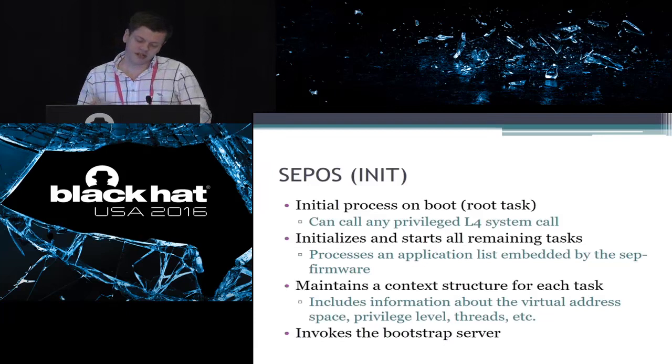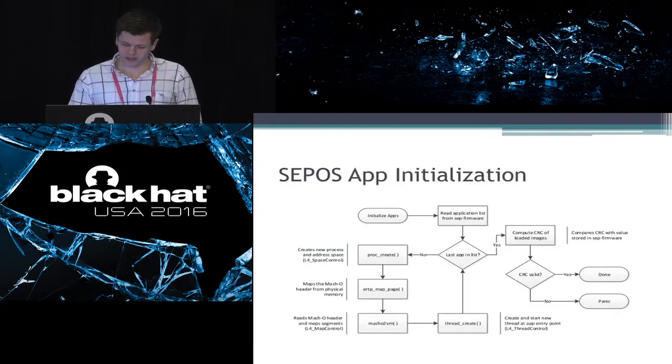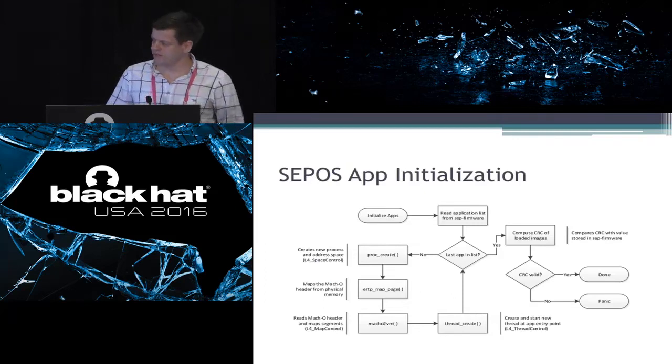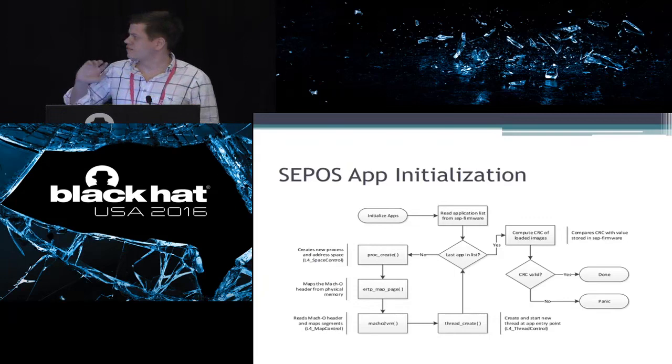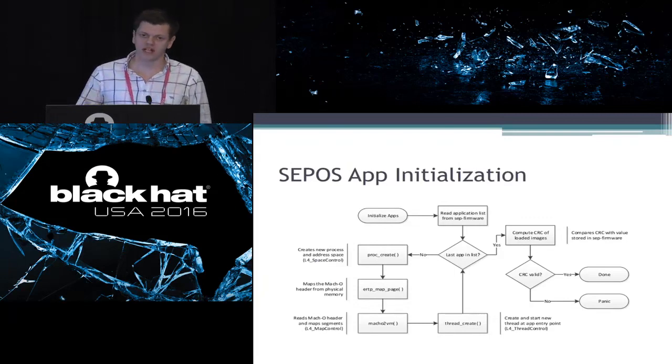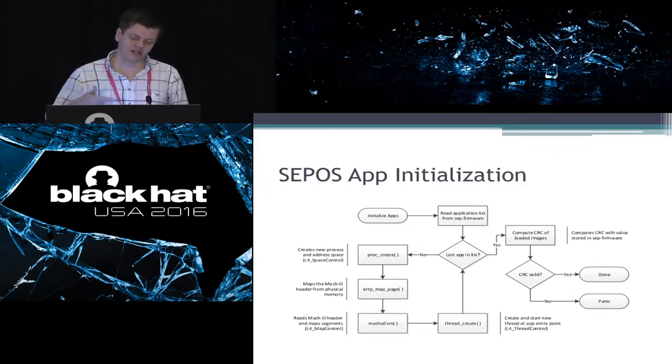And once it's done this, it also invokes a Bootstrap server. So the Bootstrap server provides all the services applications rely on. So this is a chart just illustrating the app initialization process. So in the first step, it basically reads the application list from the SEP firmware, and each entry in this list has information about how it's supposed to load.